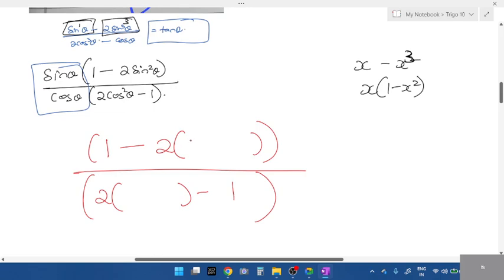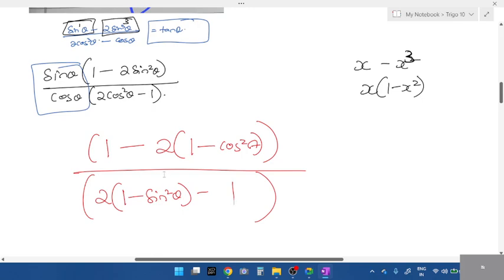Sine square, correct. Sine square theta is how much? 1 minus cos square theta. Look, I've replaced the value. What is cos square theta? Sine square theta. Write it till here. First write these 3 steps.